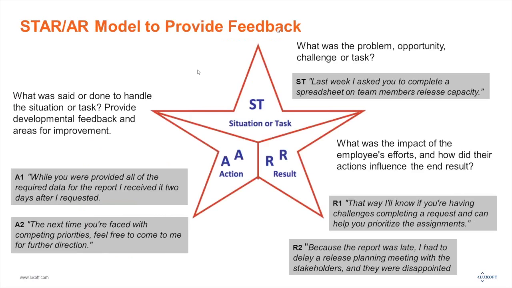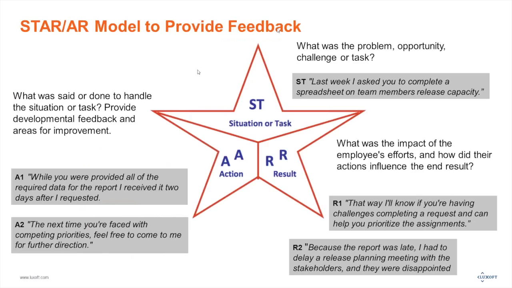And then we're going to R1. Actually, I have a typo here, because R2 must be R1. So here is R1: Because the report was late, I had to delay a release planning meeting with the stakeholders, and they were disappointed. So I am telling the employee the result: because the report was not prepared, I had problems with clients. So it is the first case of how the feedback can be provided.